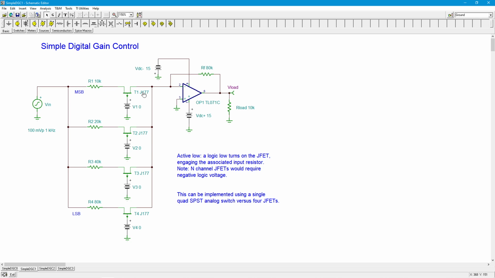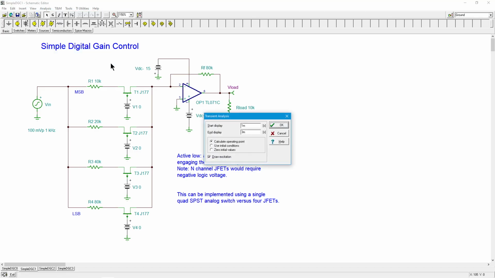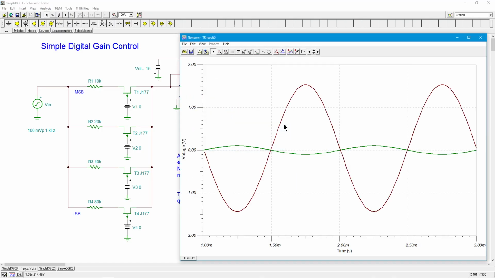All right. So anyway, let's just do a little transient analysis. Like I said, this thing should have a gain of 15. 100 millivolt input signal, we should be looking at about 1.5 volts peak coming out of this thing. Okay. So we'll do a little transient analysis. And here it is. Okay, so VN is the little green thing. We have the inversion as we would expect because it's an inverting summing amplifier.